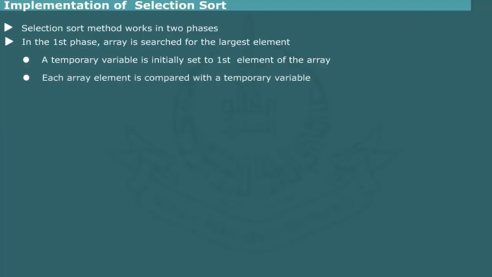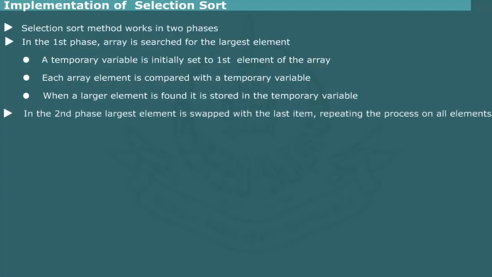The array is then scanned by comparing each element with value held by the temporary variable. When a larger element is found, the temporary variable is reset to the largest element. At the end of the scan, the temporary element would hold the largest value in the array.